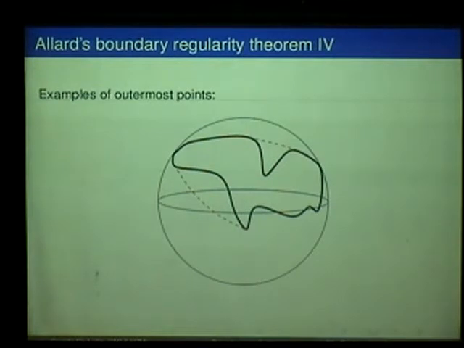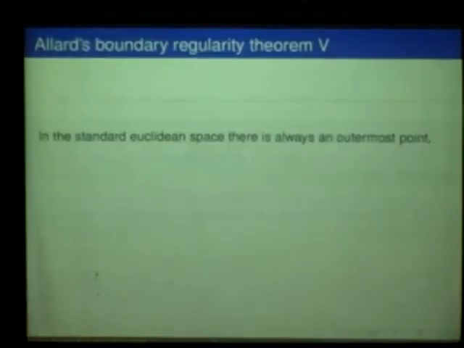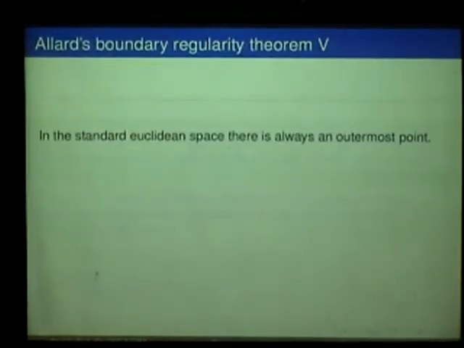Okay? Well, actually, in this case, it's a curve in the three-dimensional space, so you can apply Hardt-Simon. So you have to imagine this is in 4 dimensions. Okay? So now, what happens in the standard Euclidean space? You can always have an outermost point, right? So you take the smallest sphere that contains your boundary. It touches at one point, and that point must be regular by Hardt-Simon and Allard.